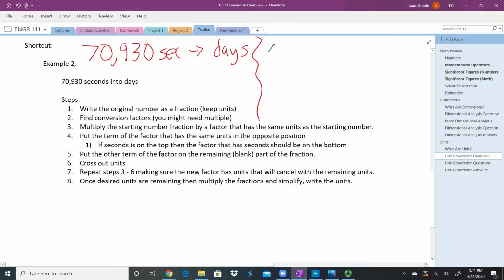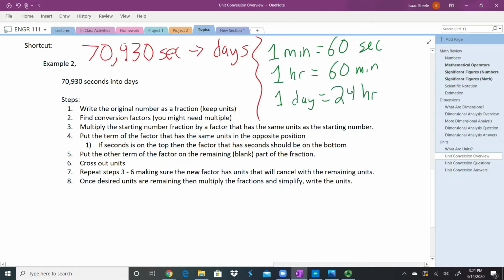I have 1 minute equals 60 seconds. I have 1 hour equals 60 minutes. And I have 1 day equals 24 hours. So now I've found my conversion factors.